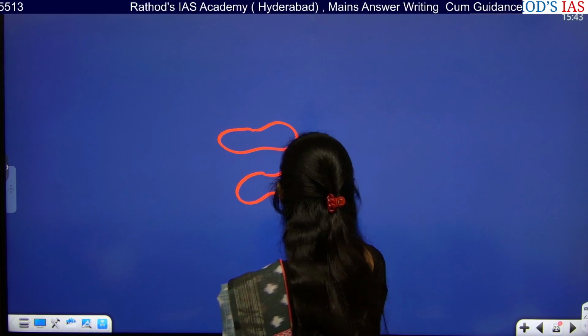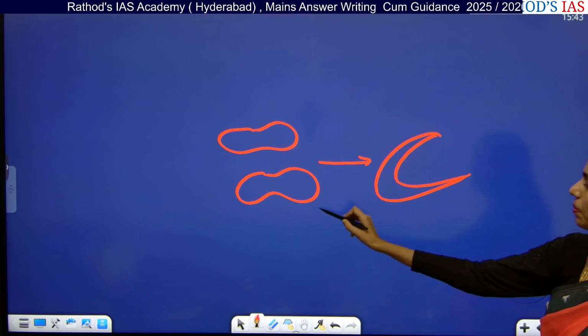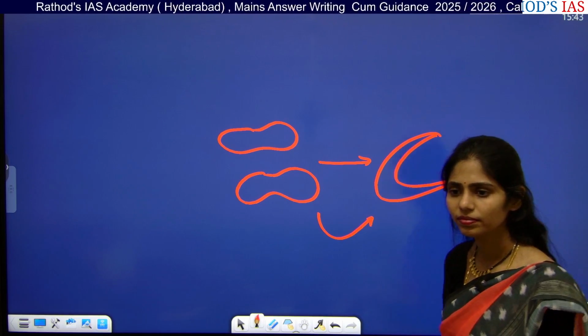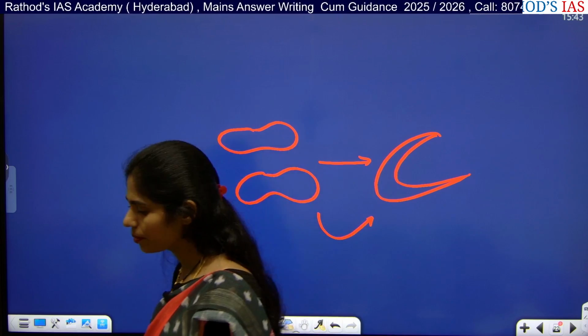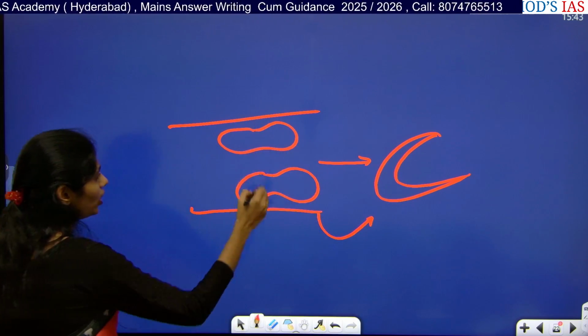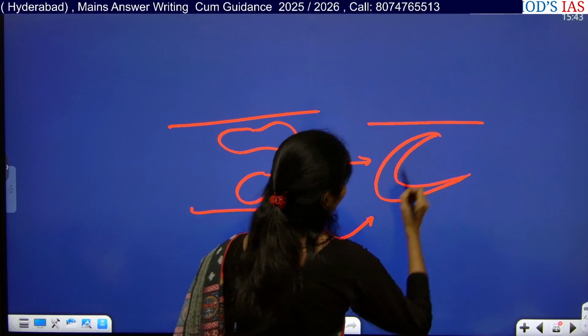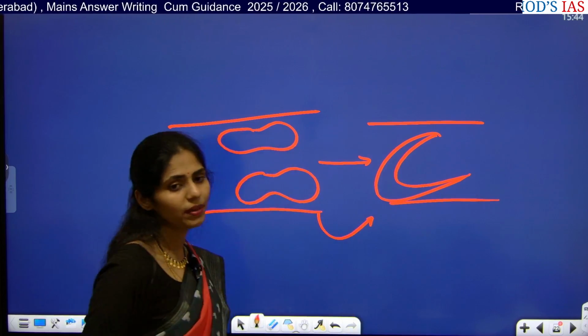So what happens? This shape of RBC will be converted to this shape. So what happens with the shape conversion? What is the problem? Yes, there will be a problem in the circulation. So normally in this shape they will not cause any harm to the blood vessel walls. But in this shape they will be rupturing the walls of the blood vessels.